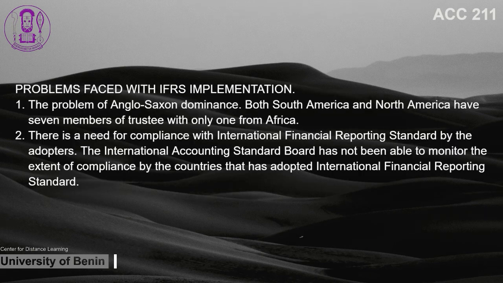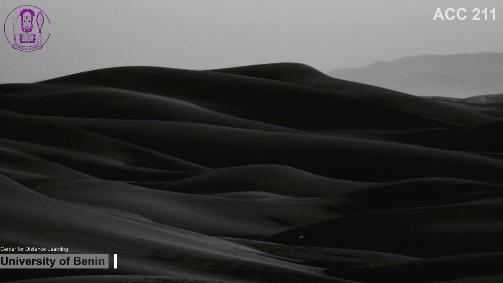Problems faced with IFRS implementation. 1. The problem of Anglo-Saxon dominance. Both South America and North America have 7 members of trustees, with only 1 from Africa. 2. There is a need for compliance with International Financial Reporting Standards by the adopters. The International Accounting Standards Board has not been able to monitor the extent of compliance by the countries that have adopted International Financial Reporting Standards.